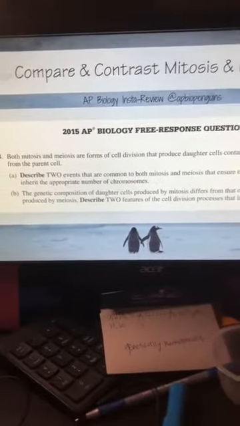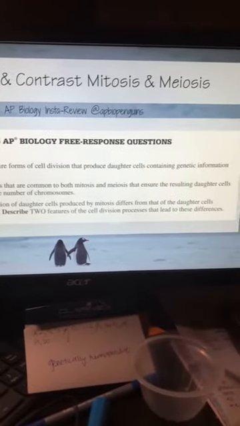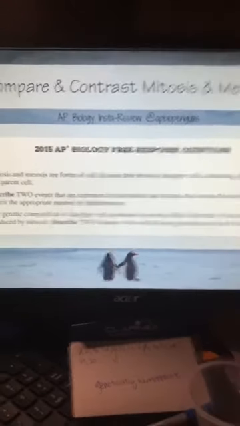So the second part of the question asks for you to describe 2 features of cell division processes that lead to differences in the actual cells that we get in mitosis and meiosis. Well, let's think. The differences that we saw. Well, number 1, we go through 1 round of division in mitosis, but in meiosis, we go through 2 rounds of division. In mitosis, we're going to end up having 2 cells. In meiosis, we have 4 cells. In mitosis, your cells are going to be identical. In meiosis, your cells are going to be unique.